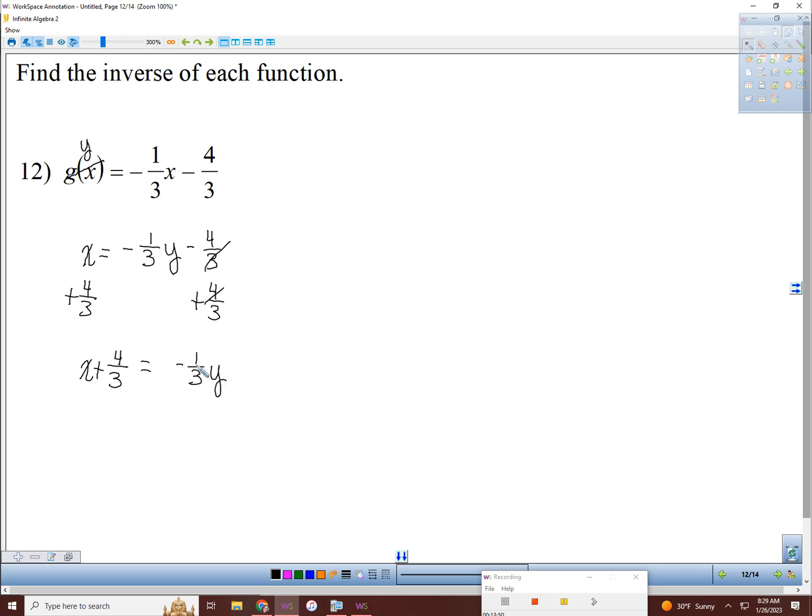Since I'm multiplying y by a fraction, to get rid of it, I just multiply by its reciprocal. So I'm going to multiply by negative 3. Now, since I have 2 terms over here, I have to multiply both of those by that negative 3. So the negative 3 times the negative 1 over 3 cancels out. Y is by itself, so I'm going to put my inverse notation in. G inverse of x is equal to, and then I'm going to distribute this 3, so negative 3 times x is negative 3x, and negative 3 times 4 over 3 is equal to negative 4.